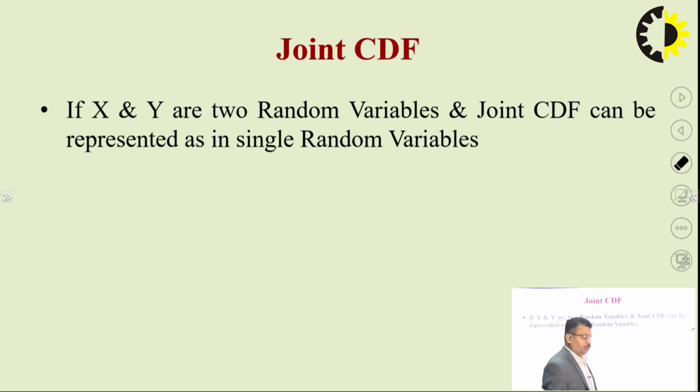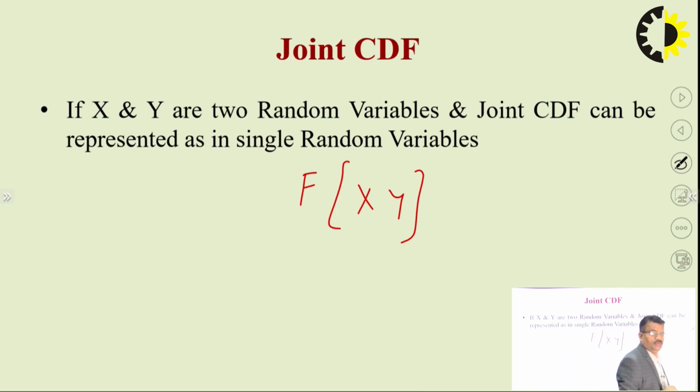Now, we are coming to the joint CDF. Joint means you have two different random variables, x and y. If you want to join these two random variables using the joint CDF, just like joint probability, it is F of x y. So that will be the joint CDF. Similarly, joint PDF and so on.